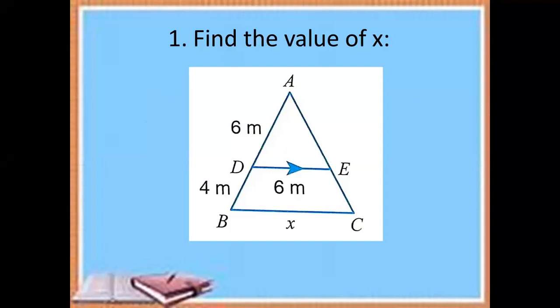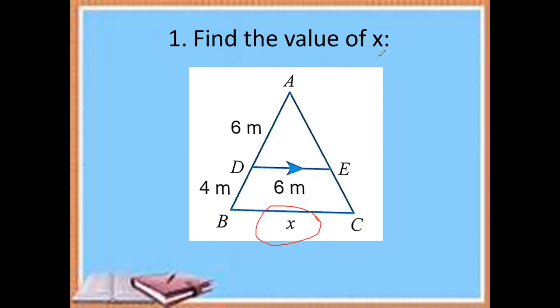All right, the image is having 2 triangles. All you need to find out is the length of side BC or this x. All right, so you have 3 minutes to solve that one. Find the value of x. Take note, set up the correct proportion.